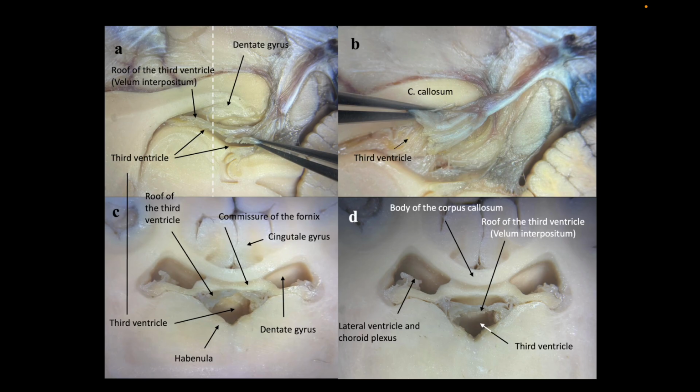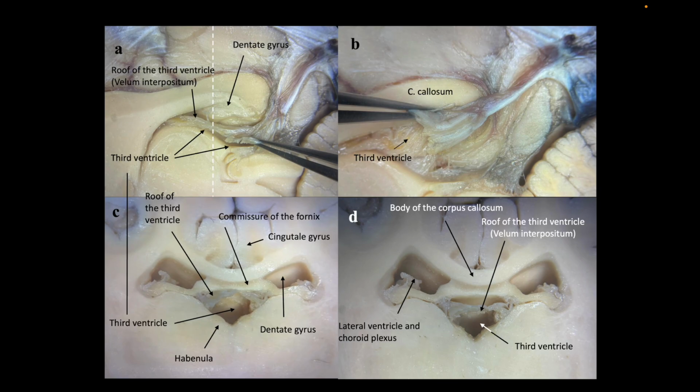So on image A, what do we see? We see with the forceps, we are taking the roof of the third ventricle. As you see, it extends dorsal to the thalamus, okay? And dorsal to the habenula and the pineal gland. Identify that on top of the velum interpositum or roof of the third ventricle, we have the dentate gyrus and the fornix.